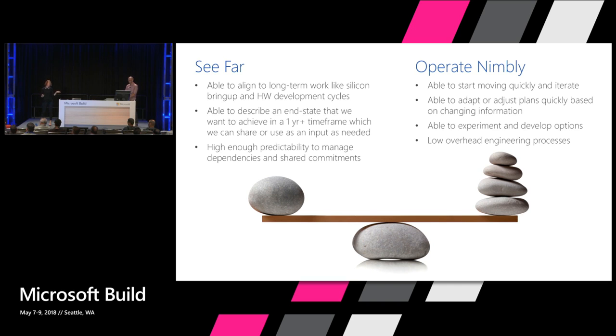One, we do have things where we need to be able to see far. We used to call that waterfall. I think folks think that's a bad term. But we have things where we need to make predictions, and we need to be able to say, in a year at Build, we want to talk about X. In a year at Christmas, we want to launch Y. So we need things that have the ability to see far. But we need for the teams and for the organization to be able to respond to changes, to be able to adjust plans. We need to be able to operate nimbly.